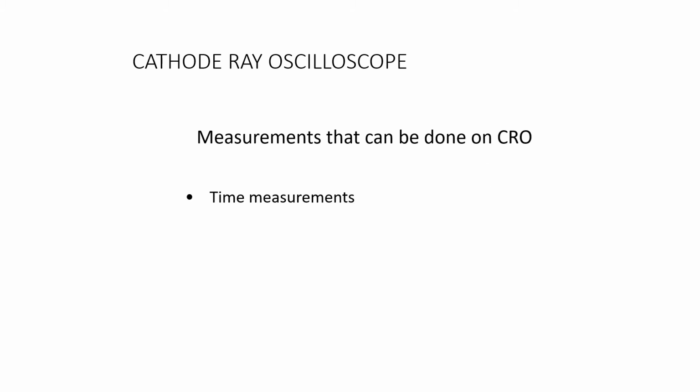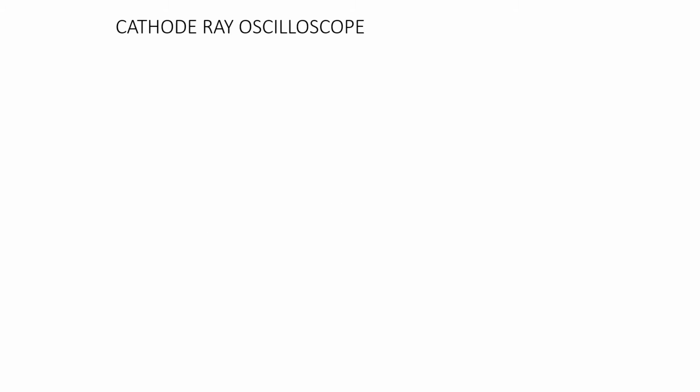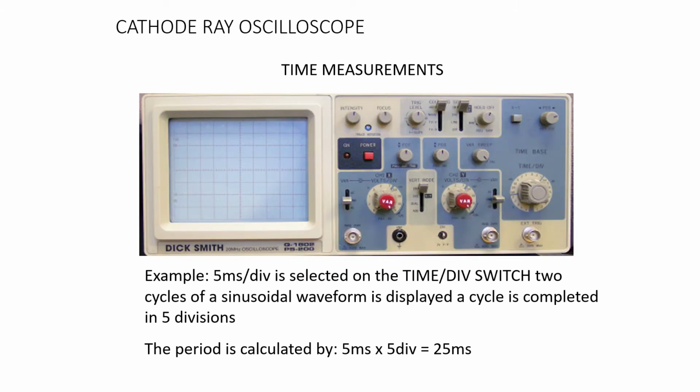As I already told you, you can measure the time period of a waveform, the voltage, the current, the phase, and the depth of modulation. You can observe different types of waveforms, the composite video signal of a TV, and you can also see the radiation pattern of an antenna. Now let us see how the time period of a waveform is measured.